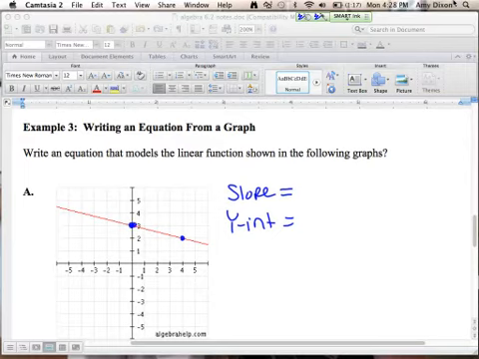So we can count our rise over our run. So our rise, we go 1. Our run is a left negative 4, so we have to go left 4. So our rise over run is 1 over negative 4, which means our slope is negative 1/4.